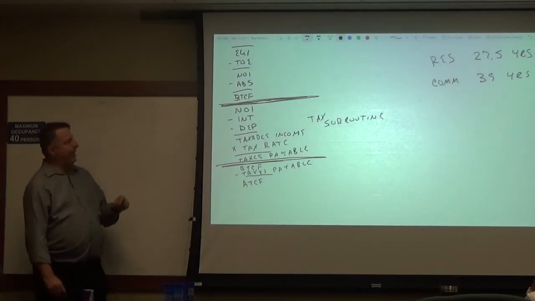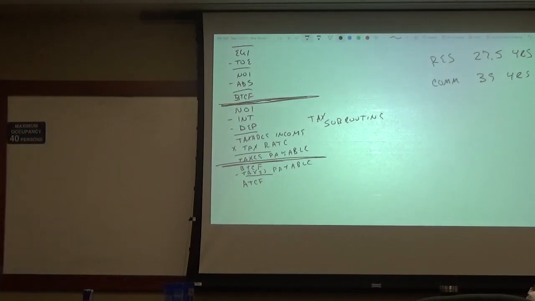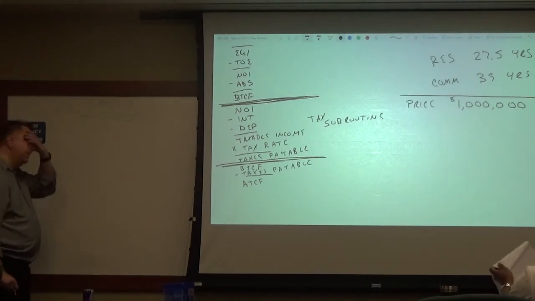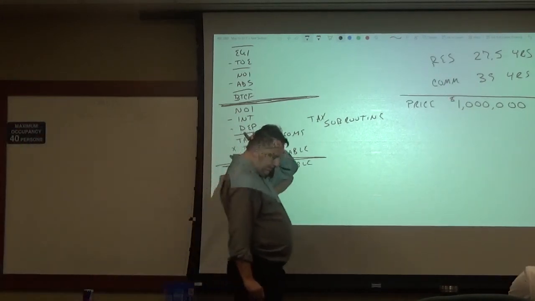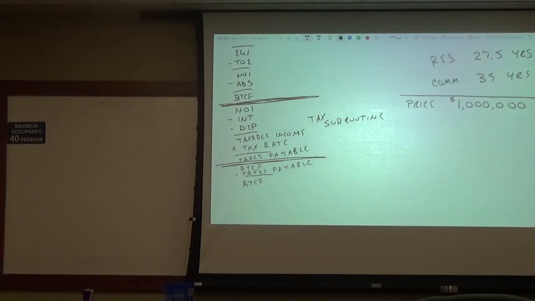Okay. Now, let's do some calculations with this. Let's say that we bought a property, and the price of that property, we're going to try to keep this simple, $1 million. Okay? Now, that is in total what we have paid for the property.